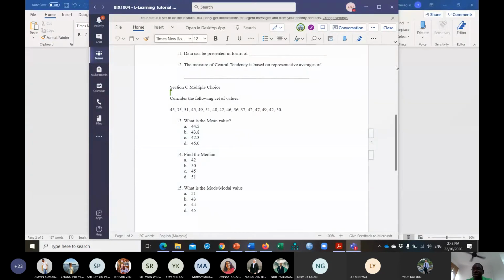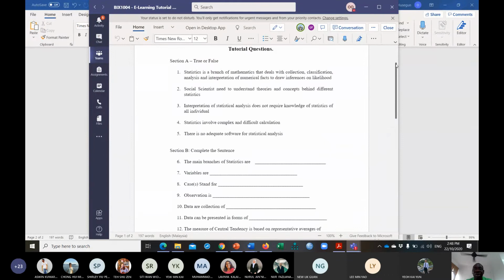Question 1. Statistics is a branch of mathematics that deals with collection, classification, analysis, and interpretation of numerical facts. True or false? True.